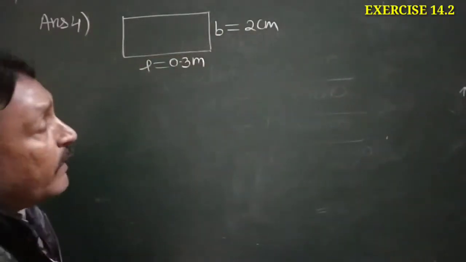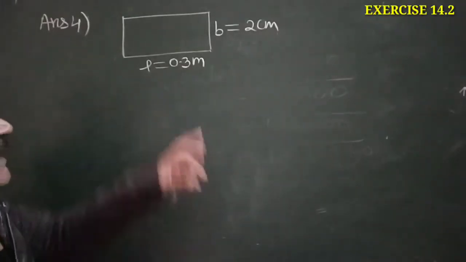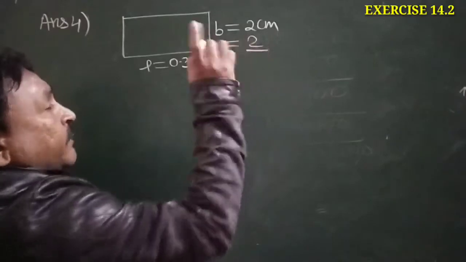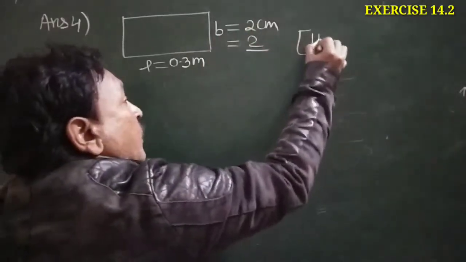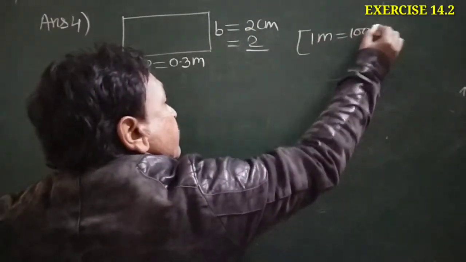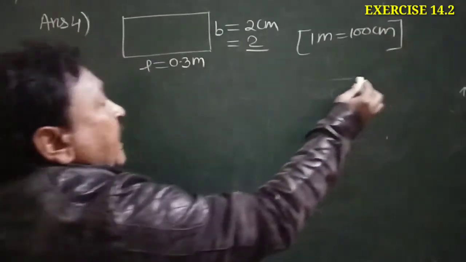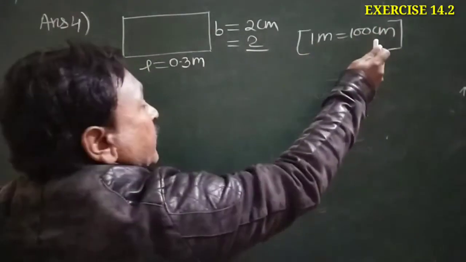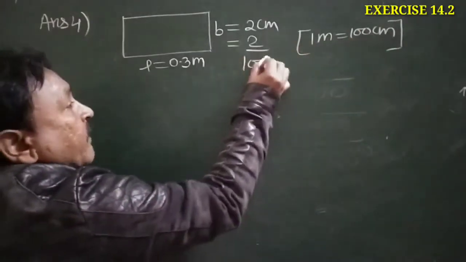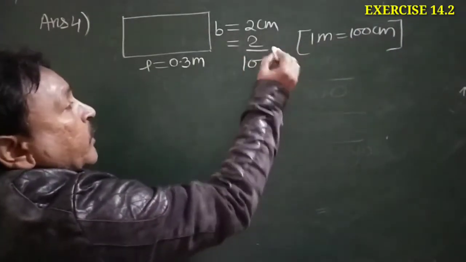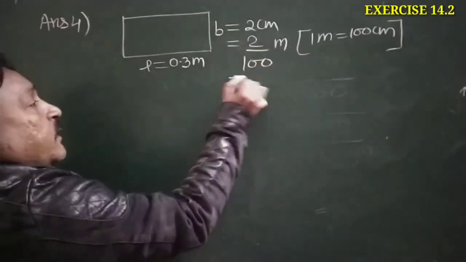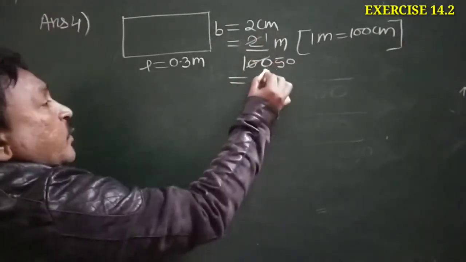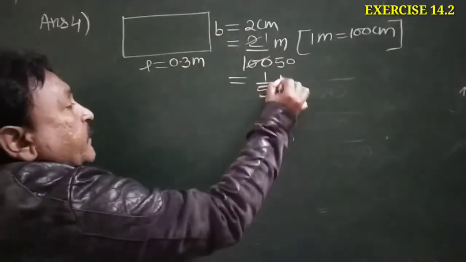Always do the comparison in a higher unit. So how to convert it? 1 meter is how much? 1 meter is 100 centimeter, and we are going from centimeter to meter. It means from a smaller unit to a larger unit. It means we will divide it by 100, 2 upon 100 meter. So 2 ones are 2, 2 fifties are 100, it becomes 1 upon 50 meter.